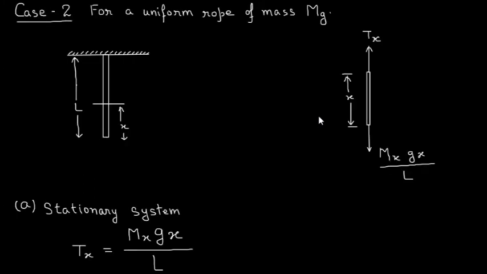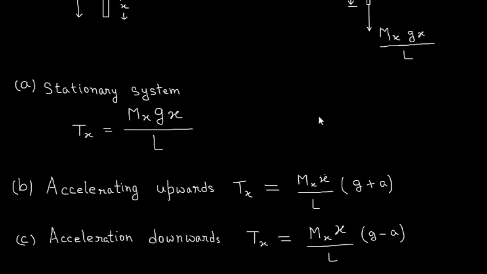Case 2. When a uniform rope of mass m is hanging, as shown in the figure, A. In the stationary system, the tension Tx is equal to m x g x upon L. B. Accelerating upward, then Tx is equal to m multiplied by x upon L times g plus a. C. Accelerating downward, then tension Tx is equal to m multiplied by x upon L times g minus a.